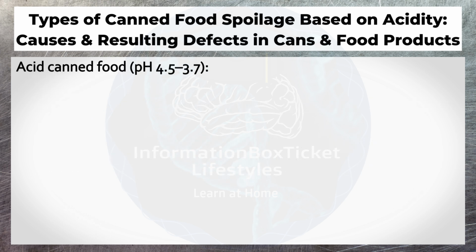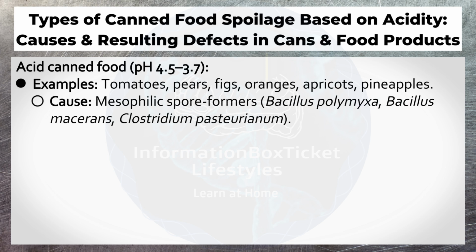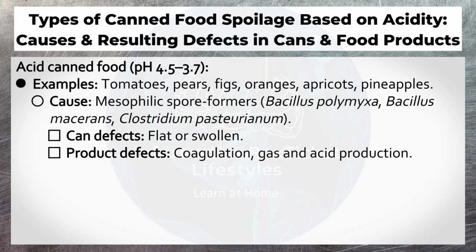Acid canned food, pH 4.5 and 3.7. Examples: tomatoes, pears, figs, oranges, apricots, pineapples. Cause: mesophilic spore formers, Bacillus polymyxa, Bacillus macerans, Clostridium pasteurianum. Canned defects: flat or swollen. Product defects: coagulation, gas, and acid production.